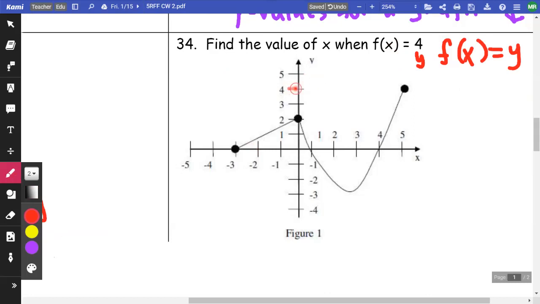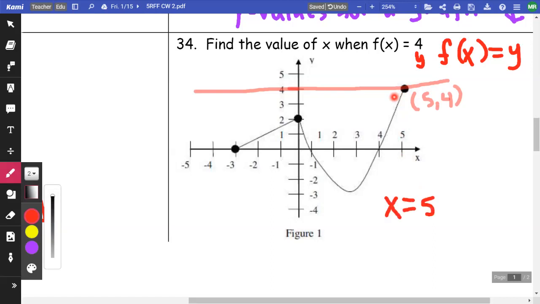Okay, this is 4 on my y, and I'm going to go across. Pretend I could draw straight. And I want to see where it crosses. And you see it crosses right here. And that is at 5. So this point right here is at 5, 4. So when they say what f of what gives you 4, f of x equals 4, what's x? X is 5, because 5, 4, that's where I had 4 for my y.